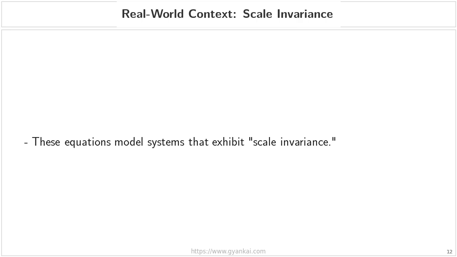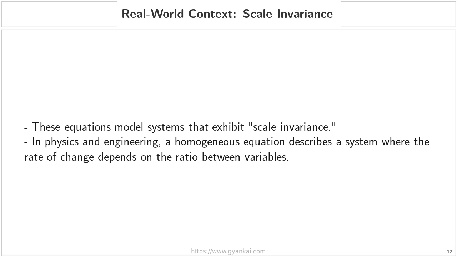This is exactly what we saw in our substitution step, where we replace the absolute values of y and x with the ratio v equals y over x. In the fields of physics and engineering, a homogeneous differential equation is used to describe systems where the rate of change depends specifically on the ratio between variables, rather than their absolute magnitudes.